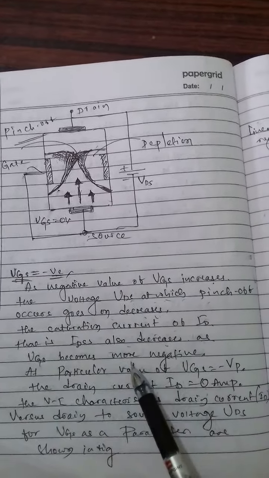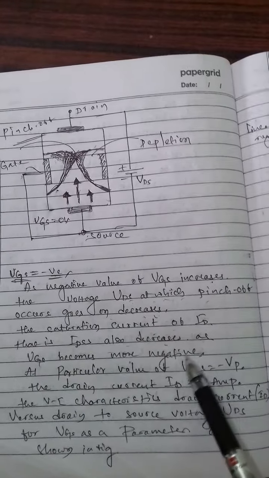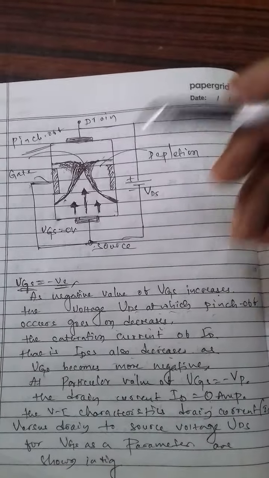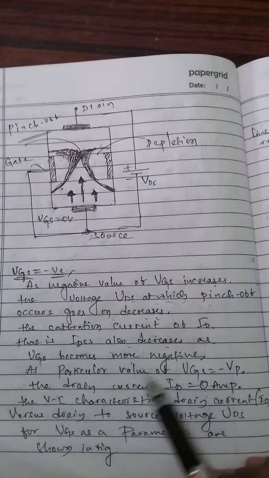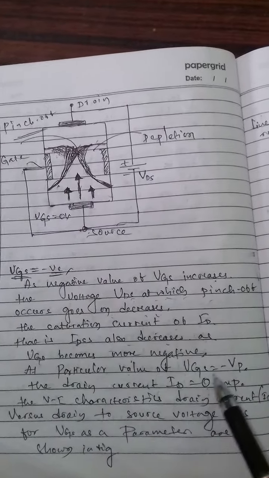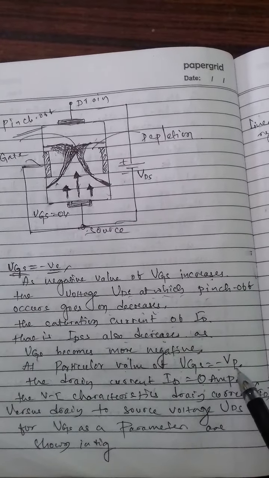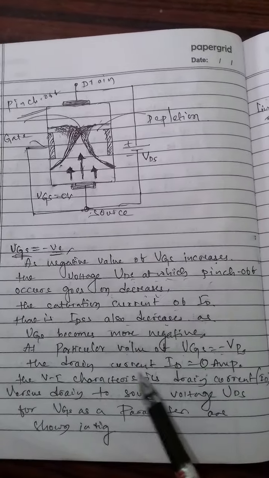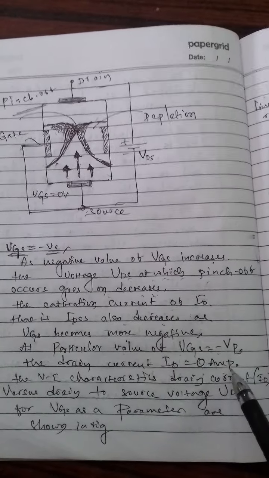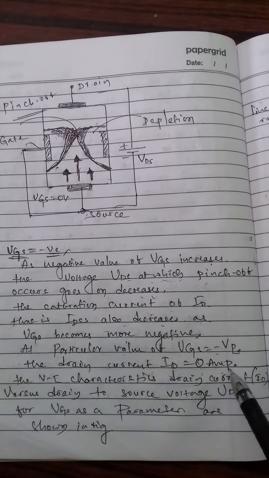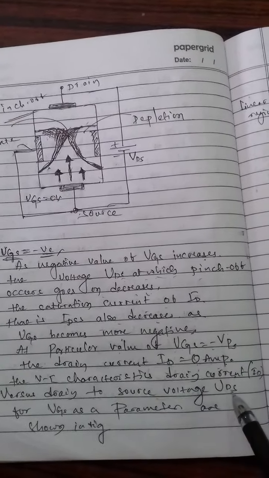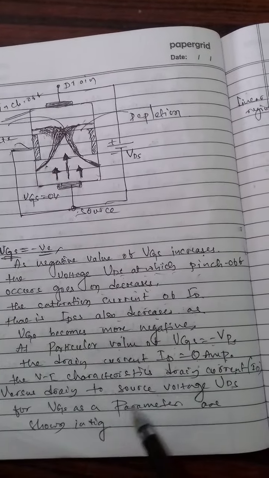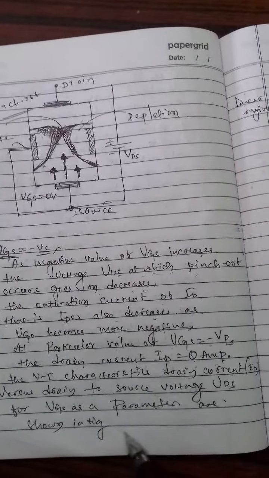As VGS becomes more negative, at a particular value of VGS equal to minus VP, that is the pinch off voltage, the drain current ID is equal to 0 amperes. So the VI characteristics of drain current ID versus drain to source voltage VDS, with VGS as a parameter, are shown in the figures.